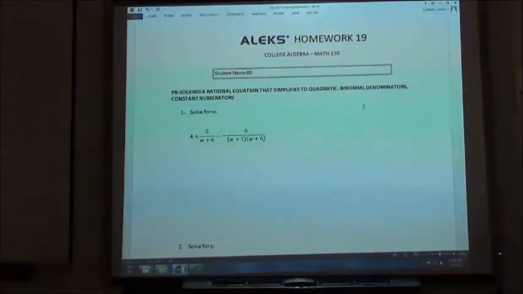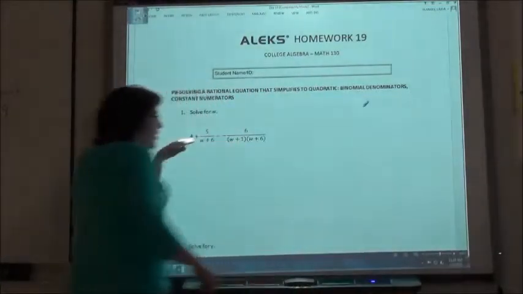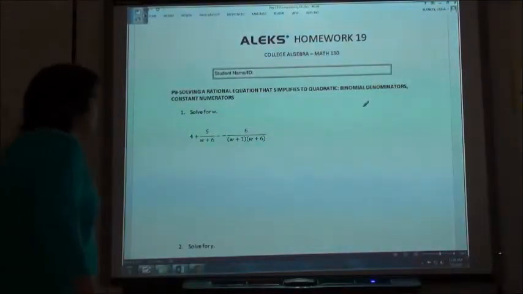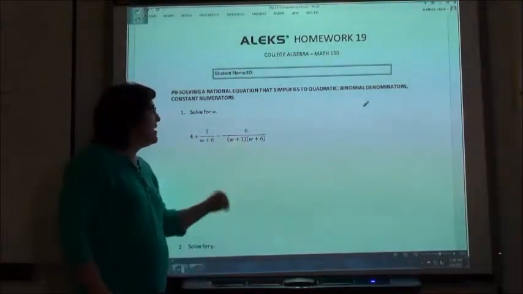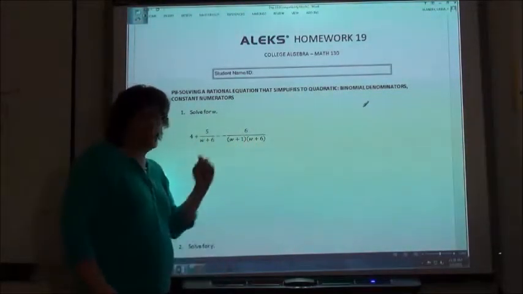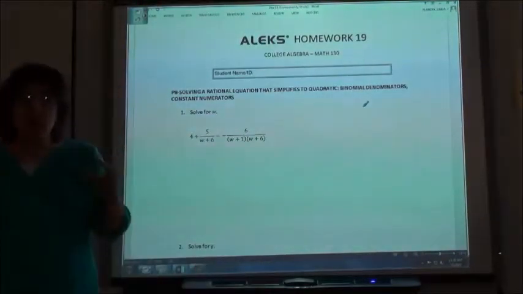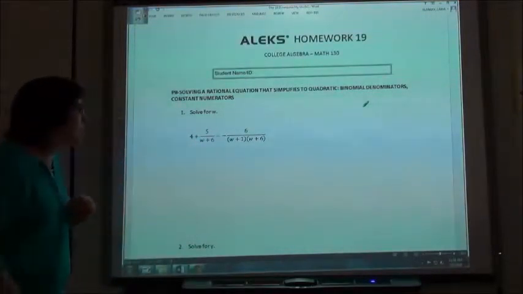All right, homework 19 starts off with solving some problems again that have fractions in them. We said if there was a fraction in the problem, we want to eliminate the fraction by multiplying by the common denominator. In this case, we have a denominator of w plus 6, and we have a denominator of w plus 1 and w plus 6. So the w plus 1 and the w plus 6 is your common denominator because you'll be able to use that to still cancel the w plus 6.